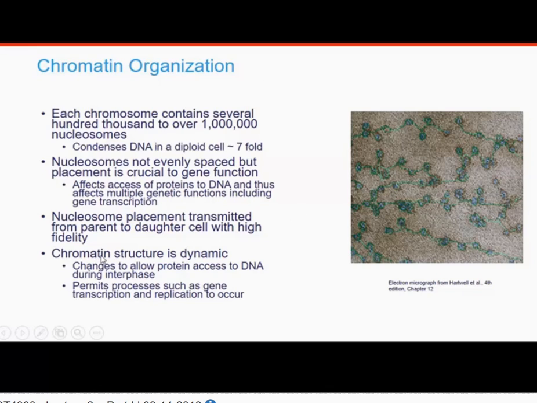And the other thing about this structure is it does change during the cell cycle. So it's what we call dynamic. Chromatin structure is dynamic, and that allows the protein access to the DNA during interphase. It permits processes such as gene transcription and replication to occur. So there is a kind of a method to the madness of all of the organization at the molecular level.